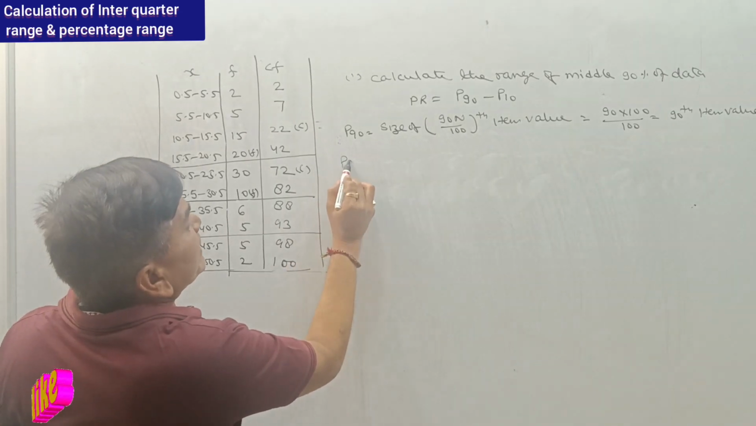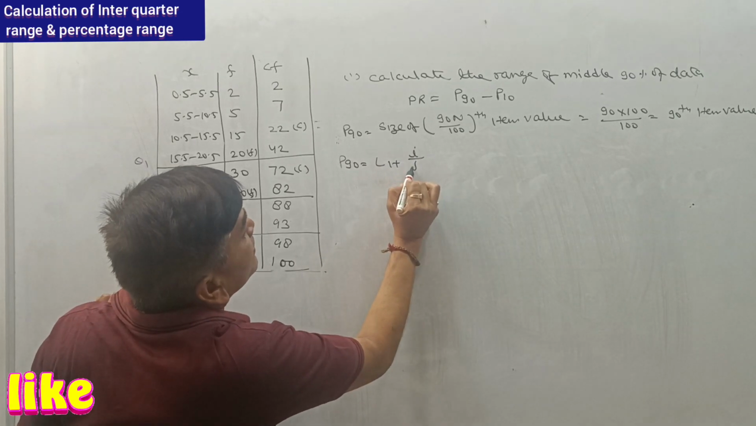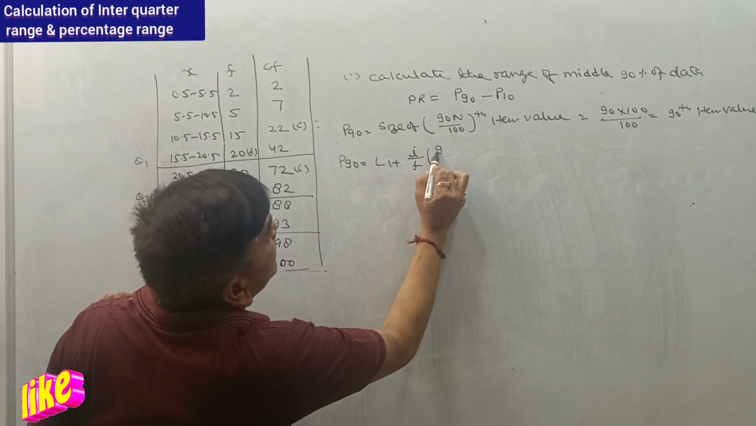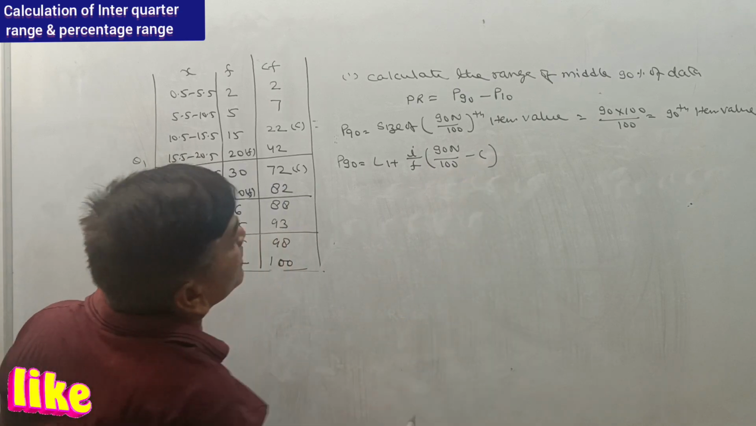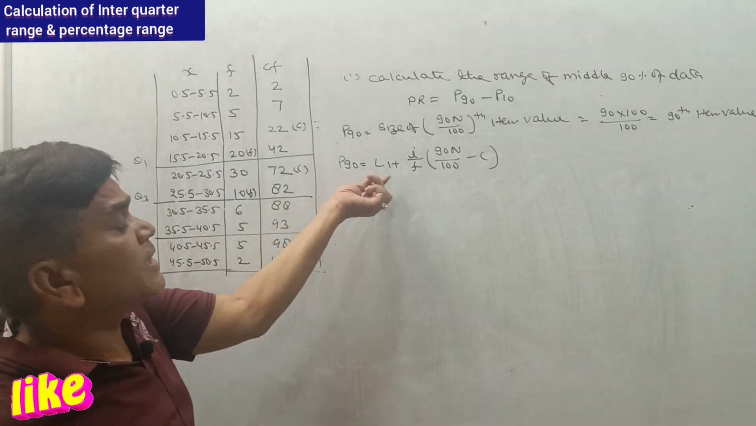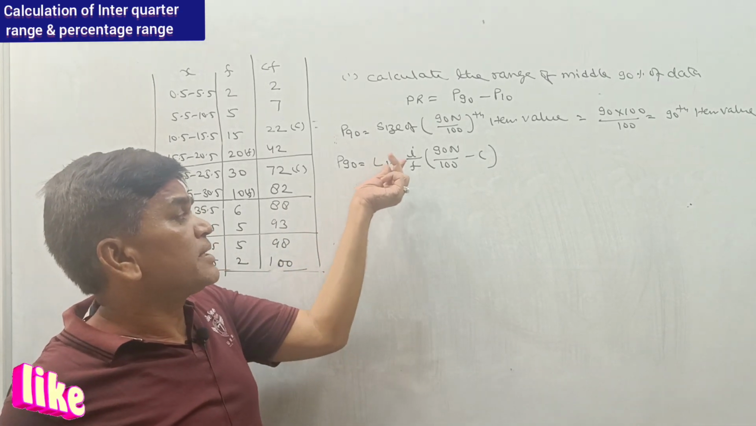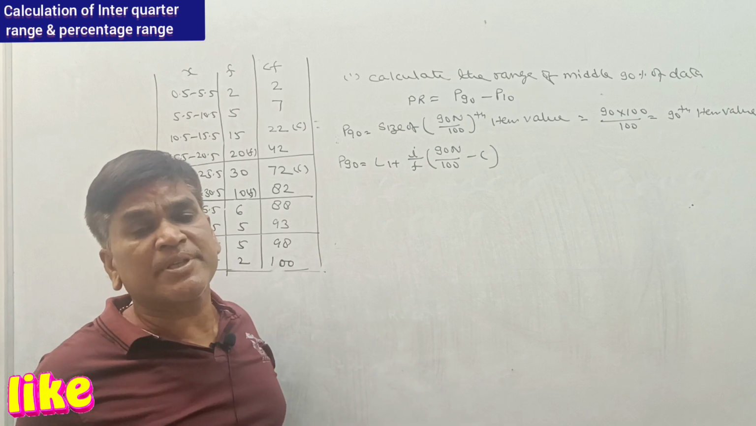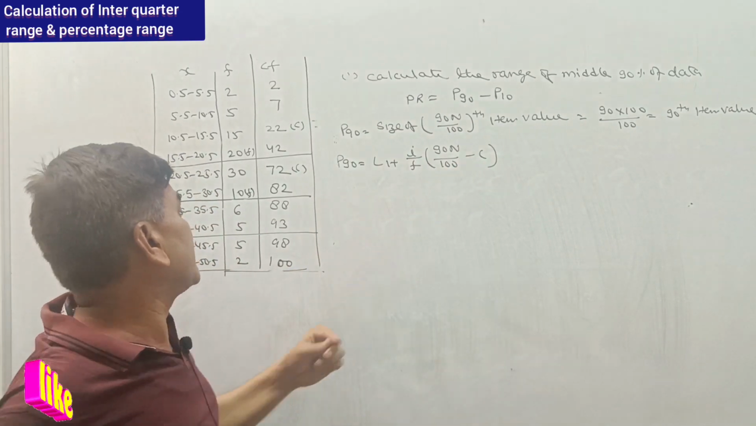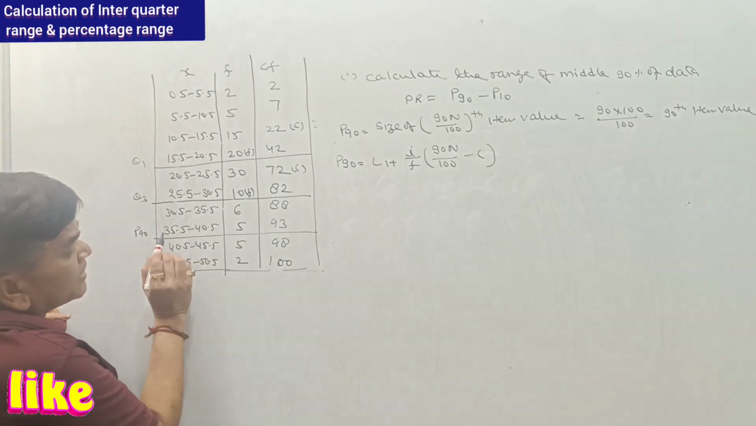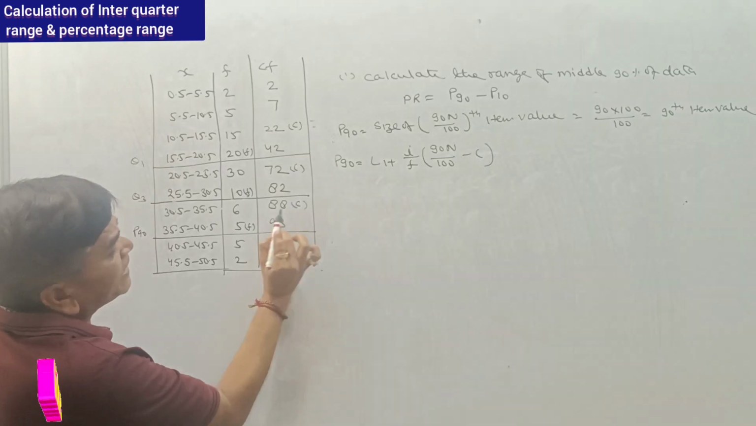So P90 is L1 plus I upon F times (90n upon 100 minus C). In the formula for calculating P90, L1 is the lower limit of the class interval, I is the class interval width, F is the frequency of the class interval, C is the pre-cumulative frequency of the class interval. So our class interval is 35.5 to 40.5. So this will be the frequency and this is C.